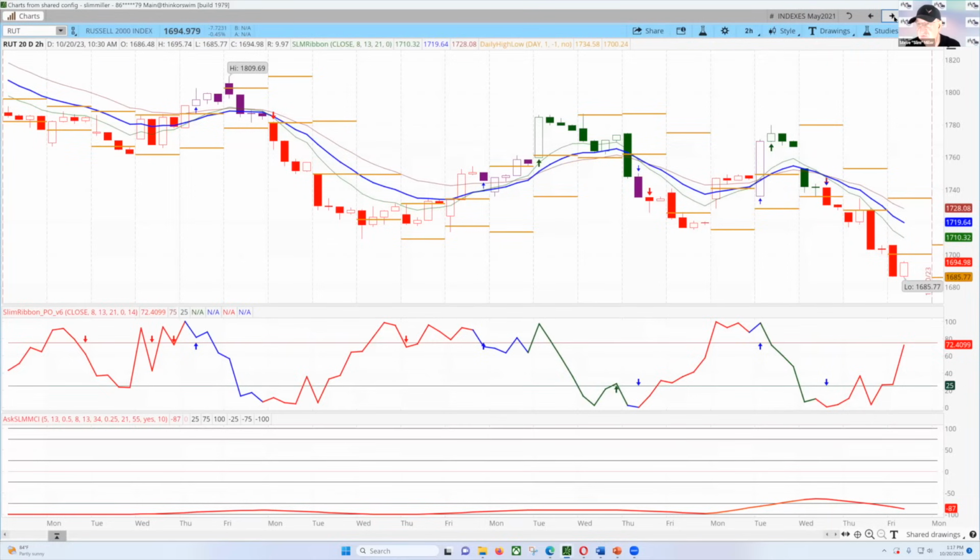Looking at the 2-hour, which is a great way to get a heads up on swing trading and the conditions in here, the 2-hour is also looking negative, as you can see, and that is very bad shape.